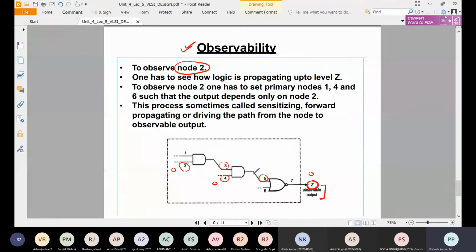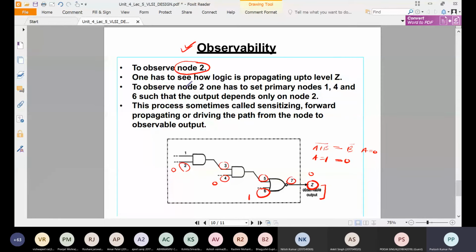Similarly, whatever output is there, this 6 will be deciding here. In the case of here, if it is a NOR gate, A plus B bar. Suppose A is 0, then B bar will be the output for A equal to 0. But if A is 1, then whatever value of B is there, the output will always be 0. So in this case, if this 6 node is 1, then this 5 is not observable at node 7 or at the output.